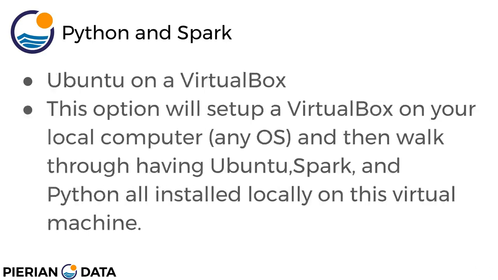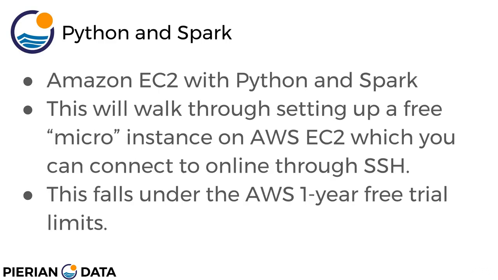Let's dive deeper into each option so you can choose the one that's best for you. So, Ubuntu on a VirtualBox. This option is going to set up a VirtualBox on your local computer, and this works with any operating system. It's going to walk you through having Ubuntu, Spark, and Python all installed locally on this virtual machine. So you'll open up either Windows or Mac or Ubuntu, and you'll click on this little VirtualBox, and it's going to act like a virtual computer that's running inside of your computer. Then there's the Amazon EC2 with Python and Spark.